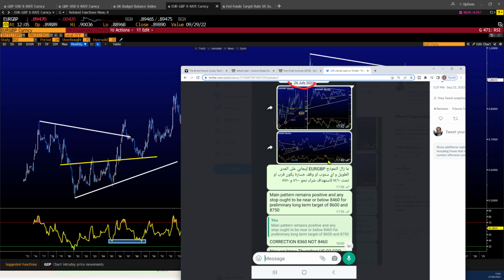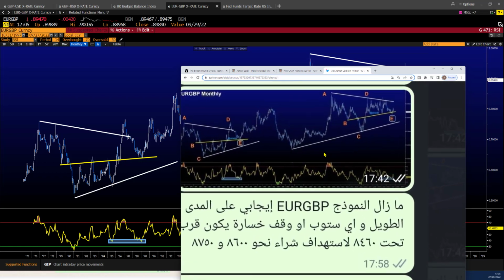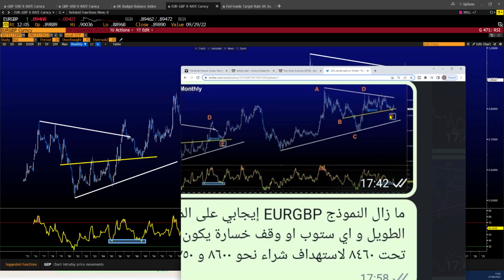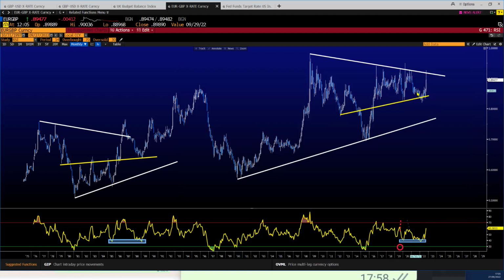What is interesting is that if you look at this, you will see this was the fractal that we saw. Back since the late 70s, early 80s, you come down, you go back up towards D, you come down towards a higher low around E, and then you recover. The whole thesis was that as we were testing 83, 84 here, we said we're going to have to go back towards the 90s. And this is exactly what happened.